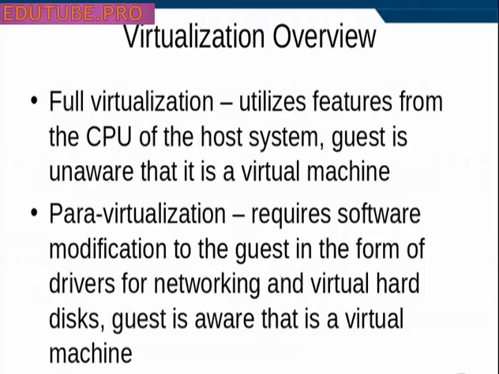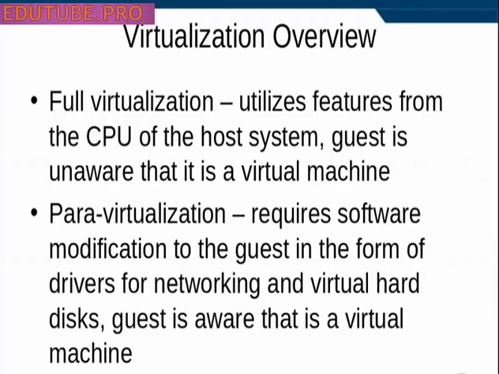There are two main ways that virtualization is done. The first is known as full virtualization. Full virtualization utilizes features from the CPU of the host system, and the guest system is unaware that it is a virtual machine. The guest system is configured as if it is on a bare metal system.